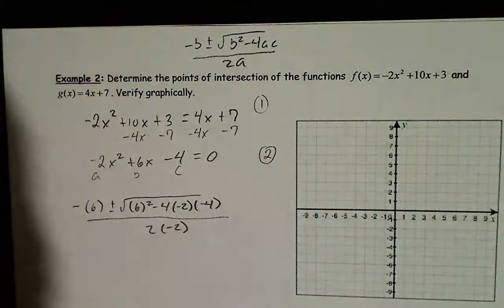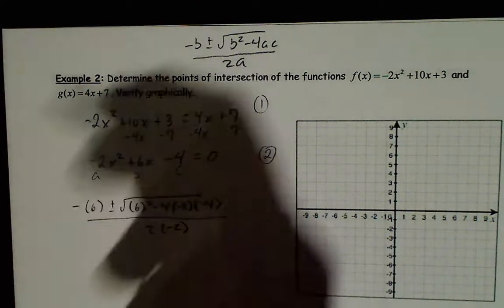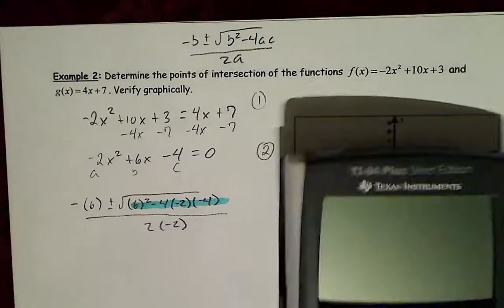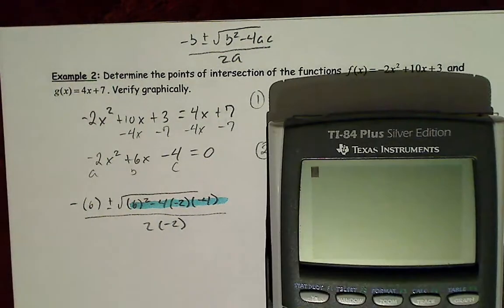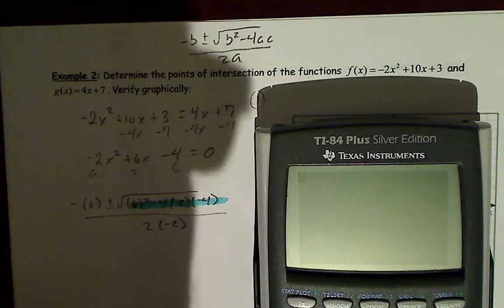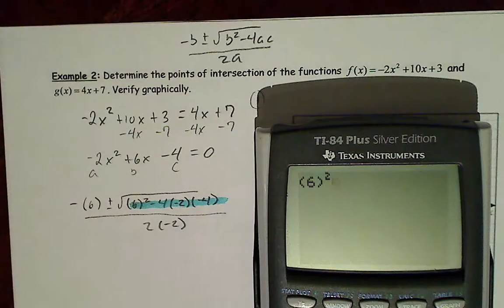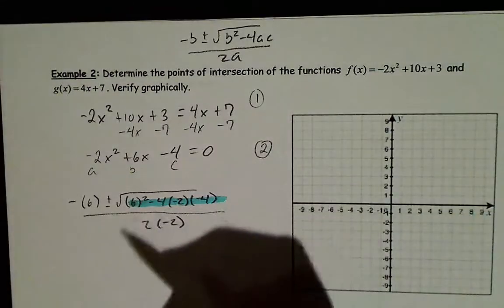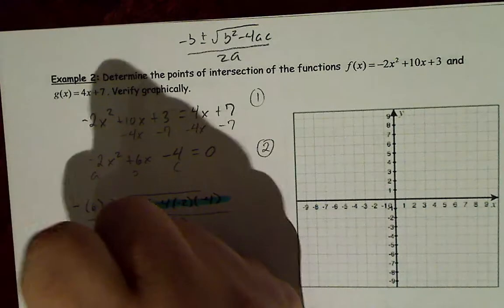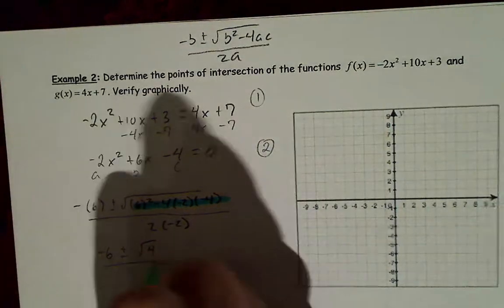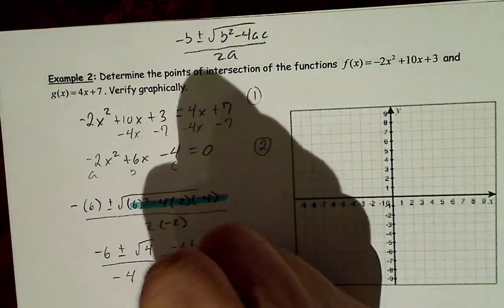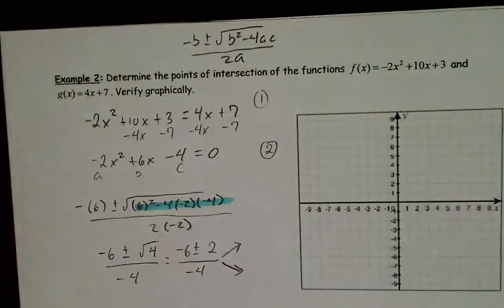And again, I'm going to do my discriminant number next. And if you don't know what discriminant number is, it's going to be this piece right in there. And I'm going to do that to ensure what I'm looking at here. So 6 squared minus 4 times negative 2 times negative 4 looks like it's going to be 4. So this is good. So you end up with a negative 6 plus or minus the square root of 4 all over negative 4, which becomes negative 6 plus or minus 2 all over negative 4, and that's going to give me two different answers.